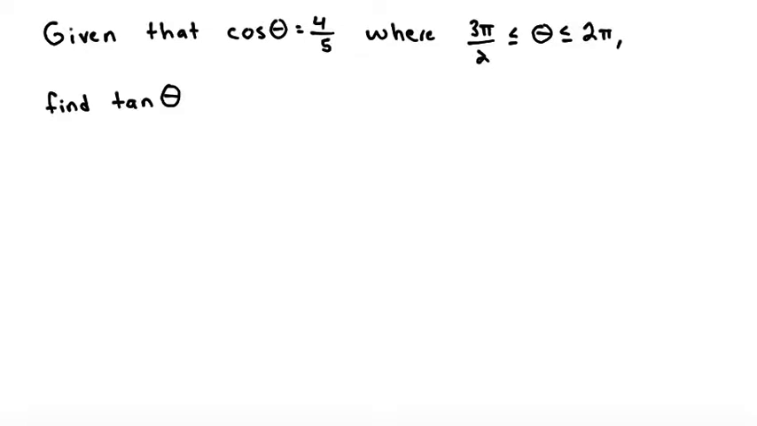This problem, given that cosine of theta is equal to 4 over 5, where theta is between 3 pi over 2 and 2 pi, find tan of theta. So if we start by drawing a little coordinate axis, we know that 3 pi over 2 on the unit circle is down at the bottom, which is the same thing as 270 degrees, and 2 pi is here. So we're going to be in quadrant 4.